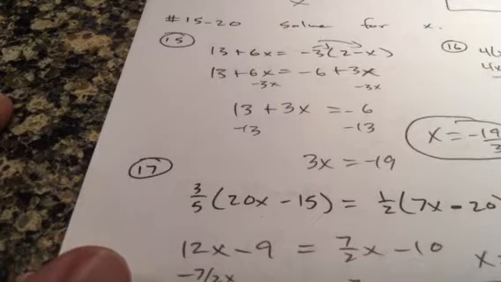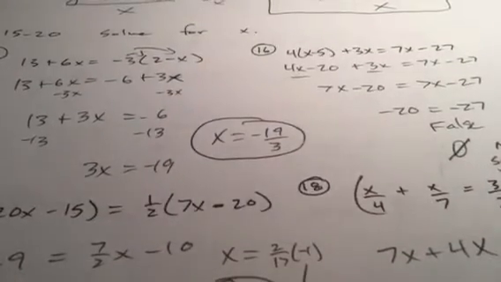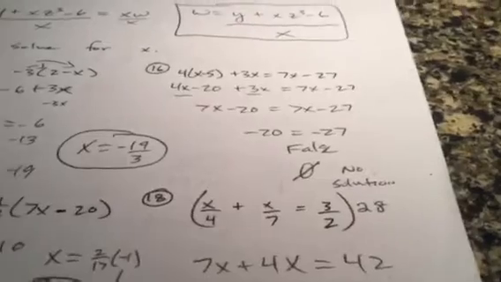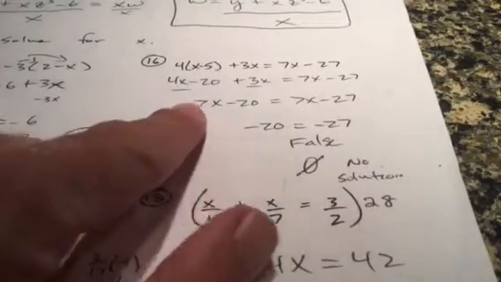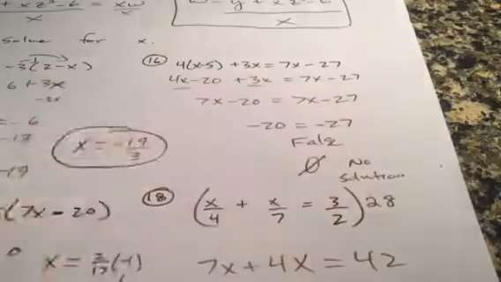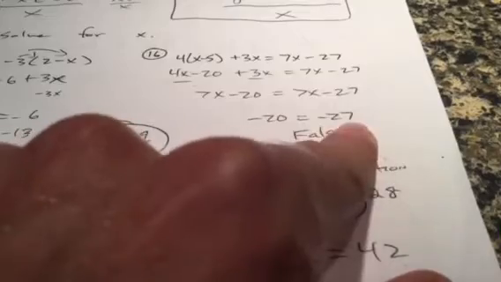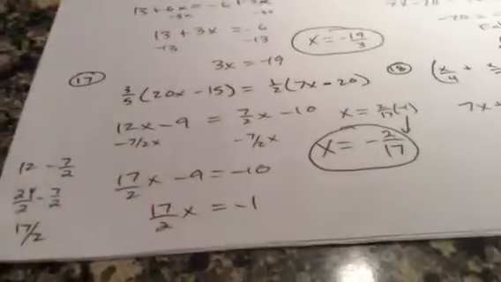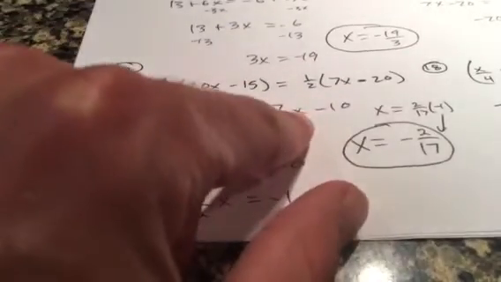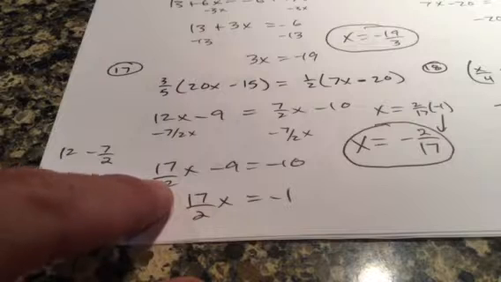Just distribute, subtract 3x from both sides, subtract 13, you get 3x equals negative 19. Negative 19/3, negative 6.3 repeating, no big deal. On 16 here, distribute. Combine like terms, 7x minus 20 equals 7x minus 27. The x's cancel, negative 20 equals negative 27, that's false, no solution. 19, distribute 3. You do get like 3.5x. That's what I called in class. Then we called this 8.5.